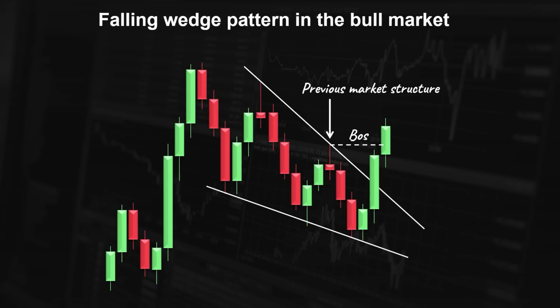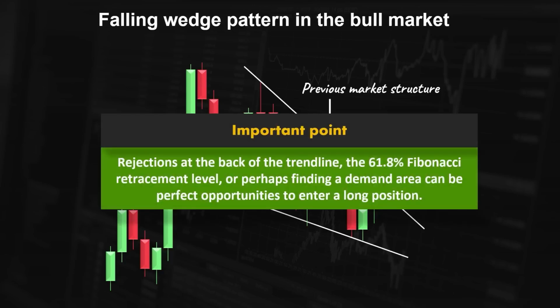After this break, we will look for entry reasons to open a buy position, but sometimes it is too late to enter the long position because if we set our stop below this swing low, we would have a large stop loss. Therefore, we need a pullback to enter at a better price. Rejections at the back of the trend line, the 61.8% Fibonacci retracement level, or perhaps finding a demand area can be perfect opportunities to enter a long position.